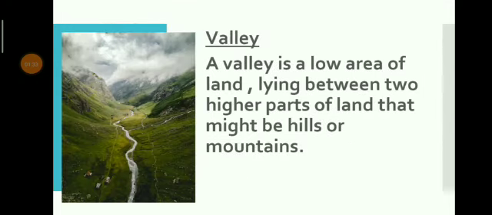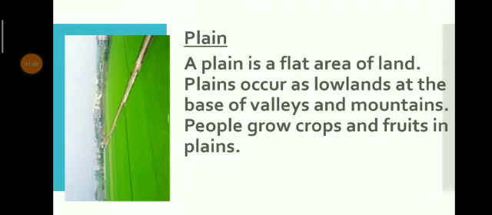Valley. A valley is a low area of land. It lies between two higher parts of land that might be hills or mountains. Plain. A plain is a flat area of land. Plains occur as lowlands at the base of valleys and mountains. My dear students, people also grow crops and fruits in plains.